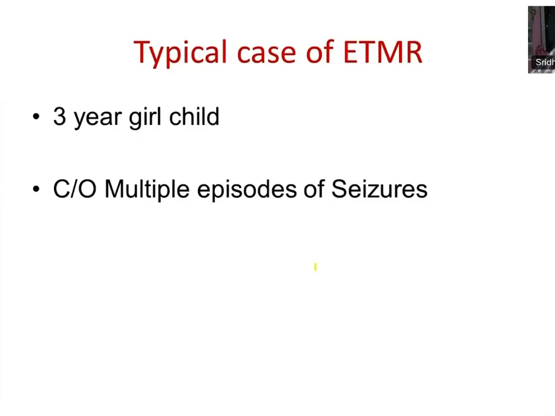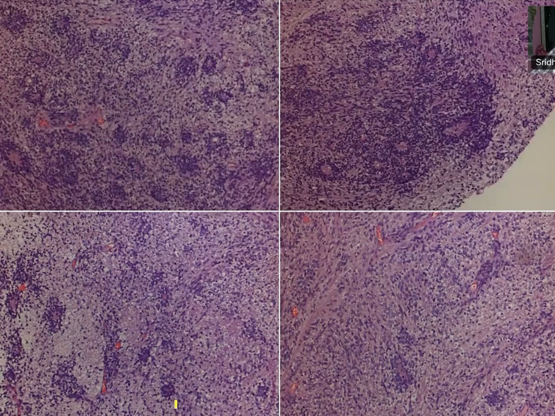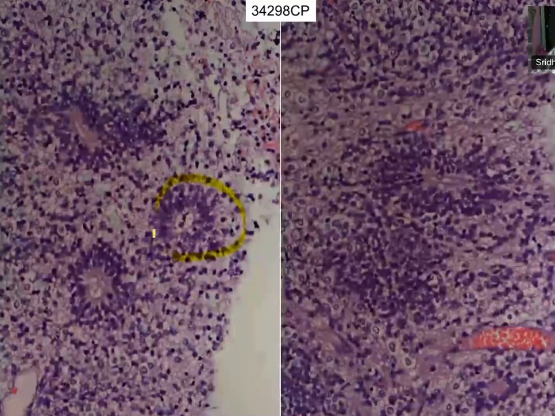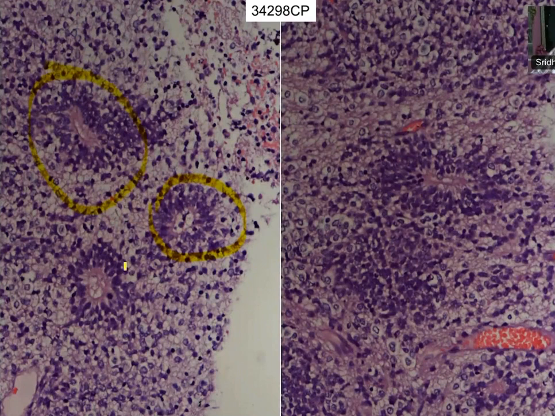So the classic case will be like this, what we saw. This is the classic picture of embryonal tumor with multilayered rosettes. Based on this morphology, the terminology has come. You can see how here the cells are a little bit less cellular, and the packed cells are in foci. See these rosettes here? These are multilayered rosettes. You can see stacking multilayered rosettes. So this is the classic picture of ETMR. From this morphology, the terminology has been proven.